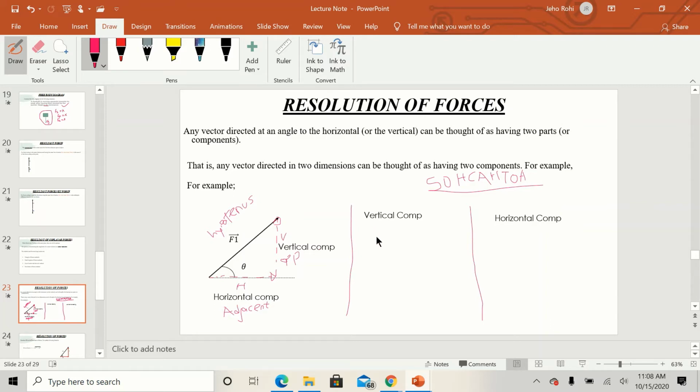Sine equals opposite over hypotenuse. Thank you very much. So we use sine theta equal to opposite over hypotenuse. So now, from the question, what is my opposite? It is my V. What is my hypotenuse? It is my F1. So when we transpose, we now have V equal to F1 sine theta. So this means that to find the formula of the vertical component, we use F1 sine theta.